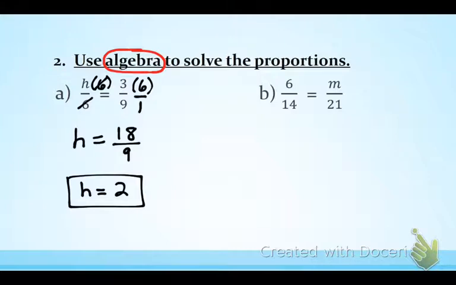The goal is to get M by itself. What is not allowing M to be alone? 21. Okay, divide by 21. What's the opposite of divide by 21? Multiply. Multiply it by 21. You have to do it to both sides. Once again, I want to see your work shown.